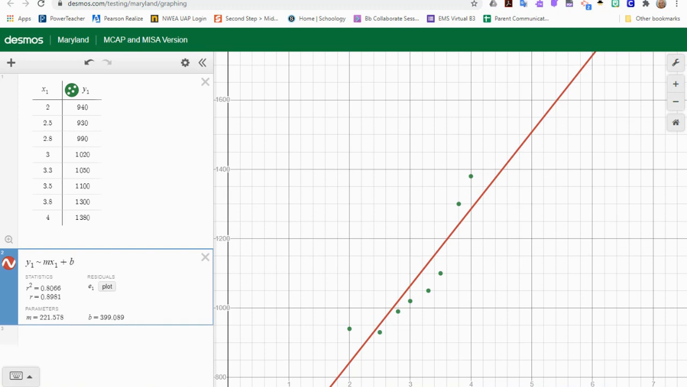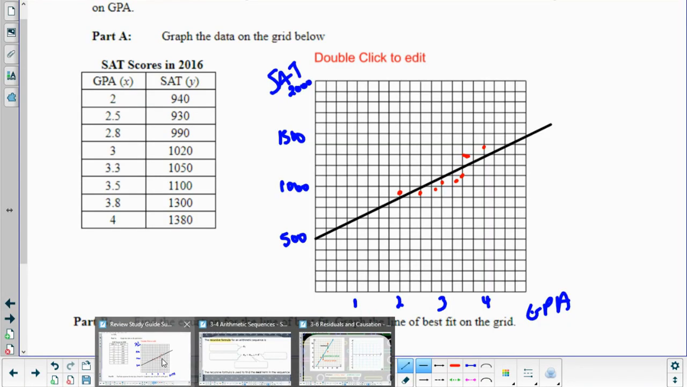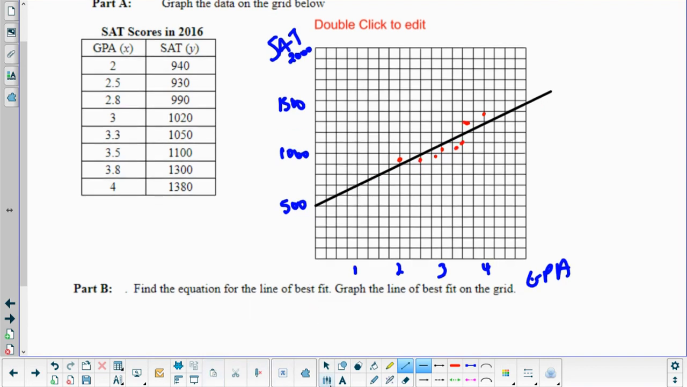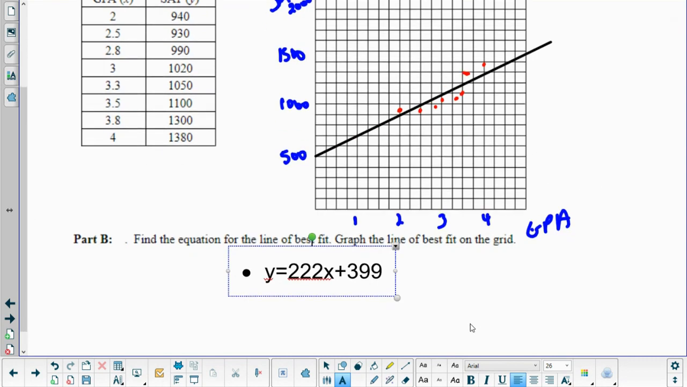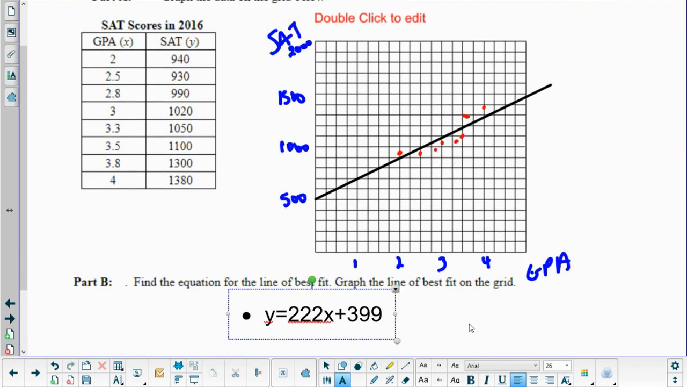So when we go back to our slide right here, it asks for the line of best fit. So we can say Y equals 222X plus 399. Okay, that is our line of best fit. And part C I believe is on the next page.